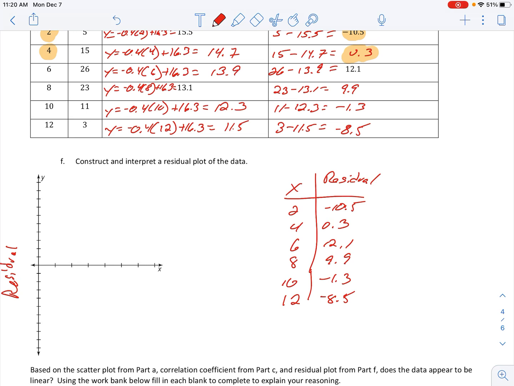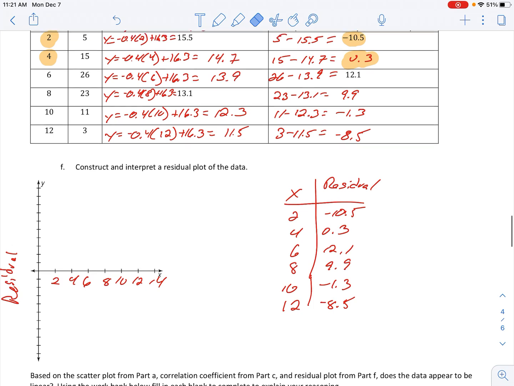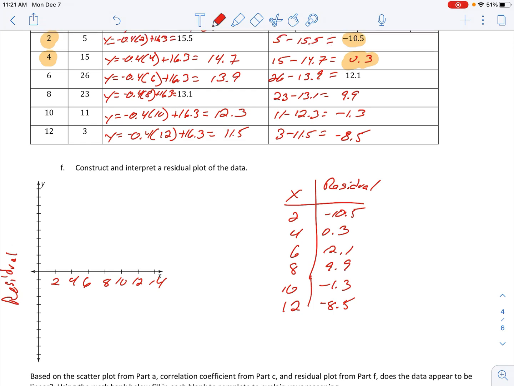Now looking at my x's, my scale, I'm going to go by 2's. And for my y's, I'm going from all the way up to 10.5. So we have here 1, 2, 3, 4, 5, 6, 7, 8, 9, 10. So I might make those go by 2's as well. Okay, so going by 2's, negative 4, negative 2, 2, 4, 6, 8, 10, 12, 14, 16.